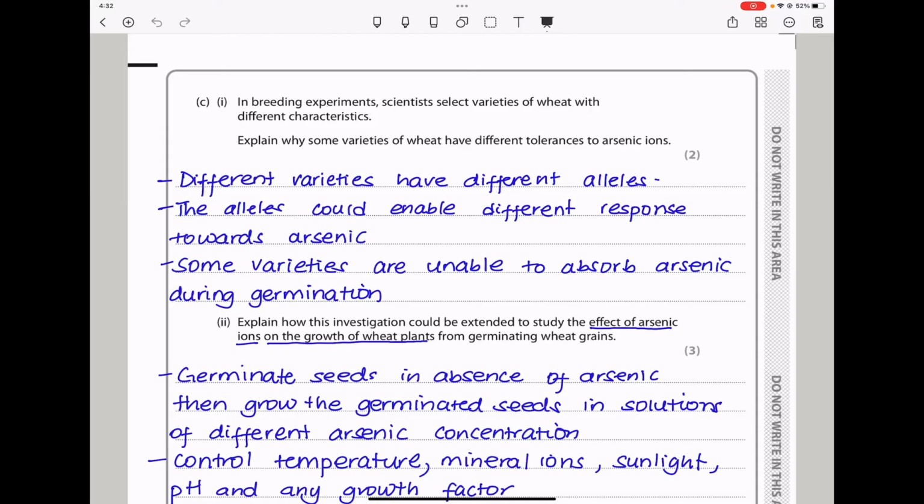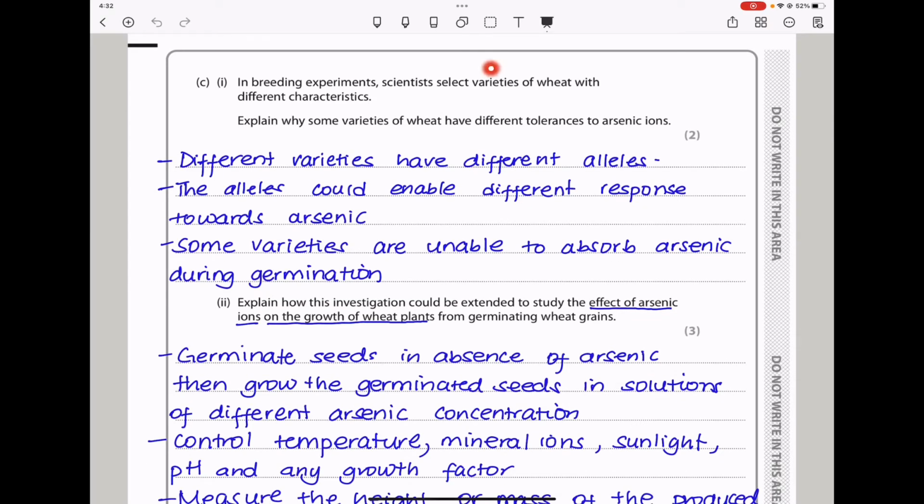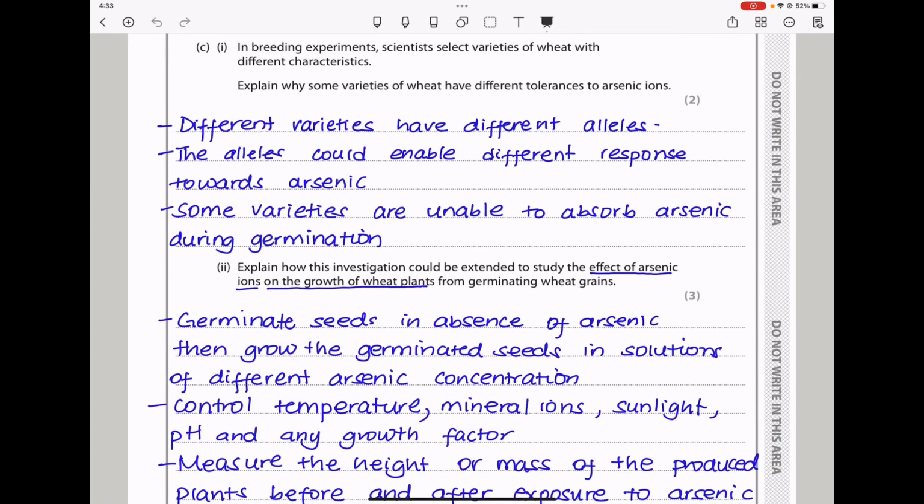In part C, in breeding experiments, scientists select varieties of wheat with different characteristics. Explain why some varieties of wheat have different tolerance to arsenic ions. Because they've told us these are different varieties, it means they have different alleles, and the different alleles could enable the plant varieties to resist absorption of arsenic. So I said different varieties have different alleles. The alleles could enable different response towards arsenic. Some varieties are unable to absorb arsenic during germination, meaning they will not be affected.